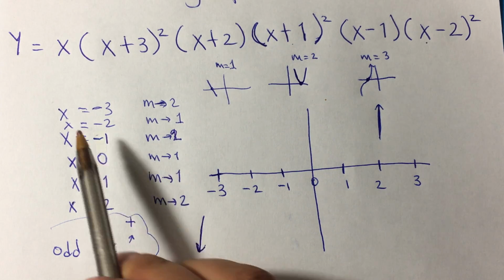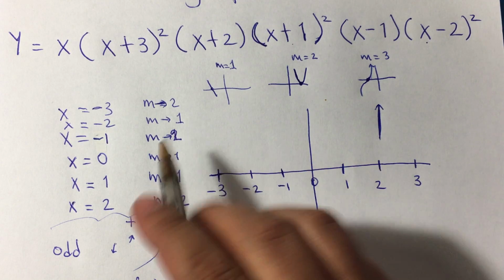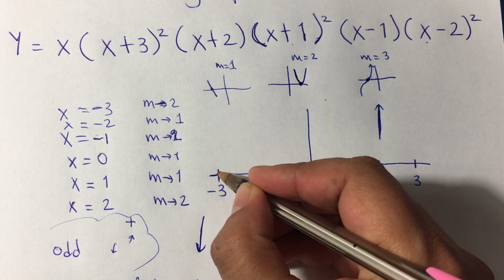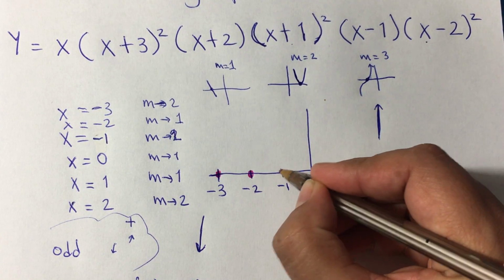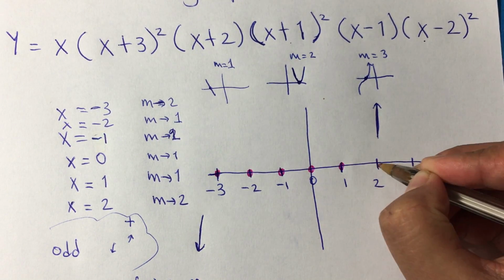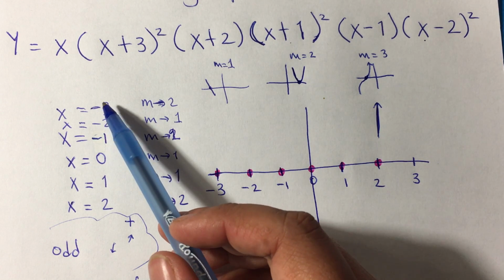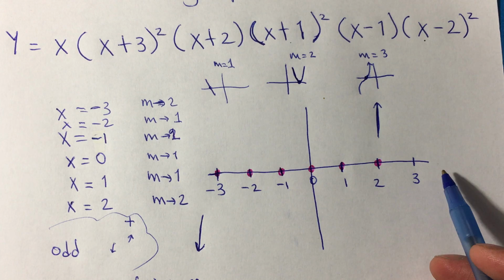I'm going to be looking at all my zeros. That's how you call them. It's when you set each factor equal to 0. And I put them at -3, at -2, at -1, at 0, at 1, and at 2. And if you have noticed, my zeros are the same as my x-intercepts.